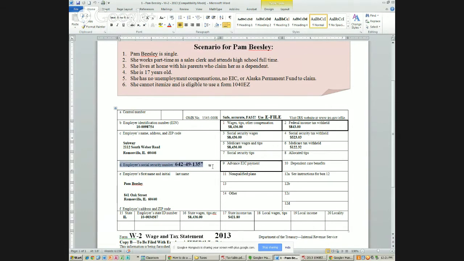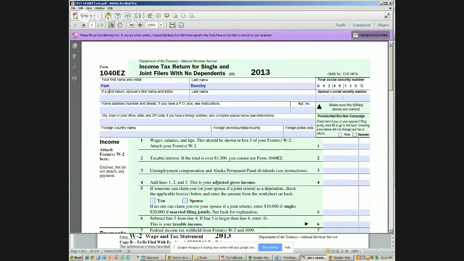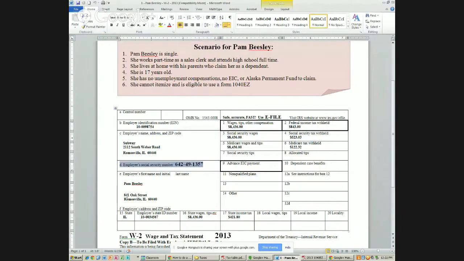Okay. All right. So next part. Next line. Not filing jointly, so you don't need to worry about that or that or that. Address. Where does she live? 841 Oak Street, Romeoville, Illinois. Write it down.